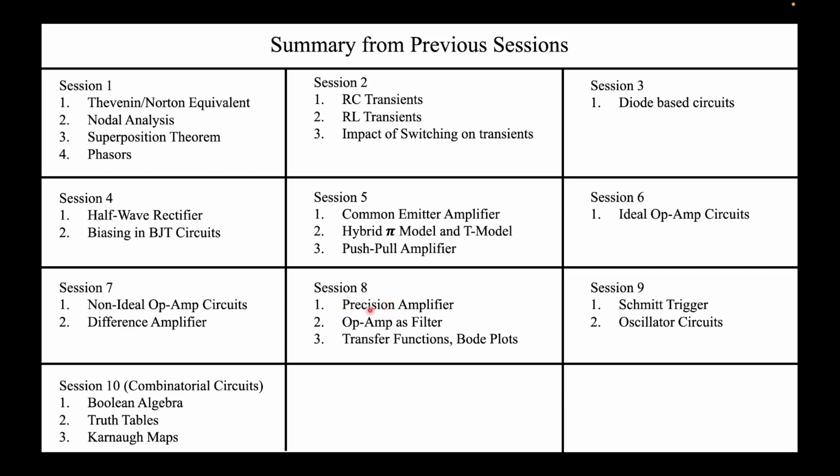In session 8, one more application was the precision amplifier, where we included diodes as feedback elements or some other circuit elements in op-amp circuits. Then we saw a very common application of op-amp, which is as a filter. Filter essentially means a frequency response, that is, you don't want to pass certain signals above or below a certain frequency. And that's how we saw op-amp as a filter, in which we saw something called transfer functions and Bode plots.